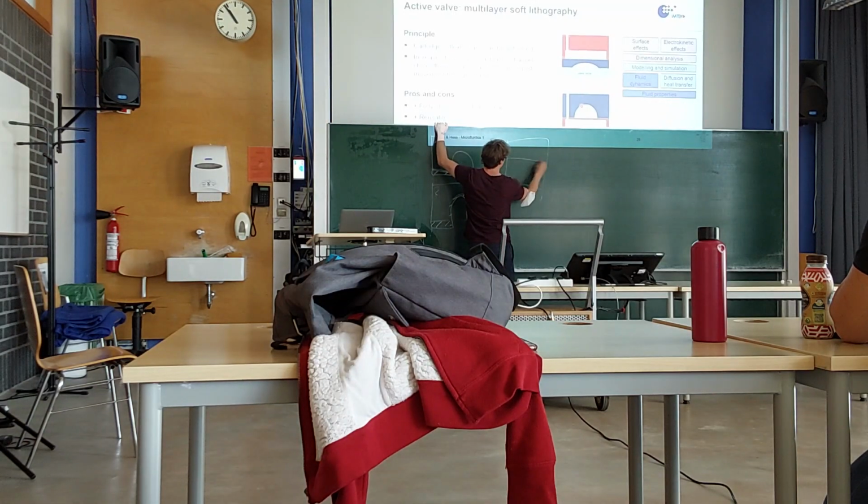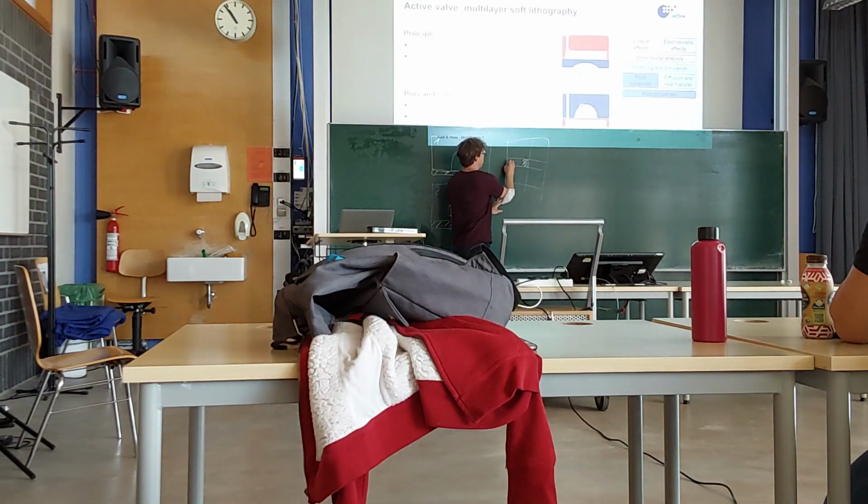So you have a microfluidic channel, and you have some kind of actuation channel, and you now push down the actuation channel in this area, and then the liquid can only move up to this position or to this position because the channel is blocked. Okay?